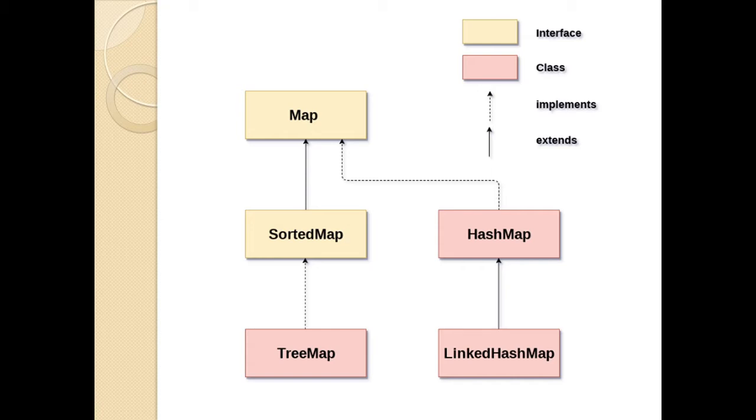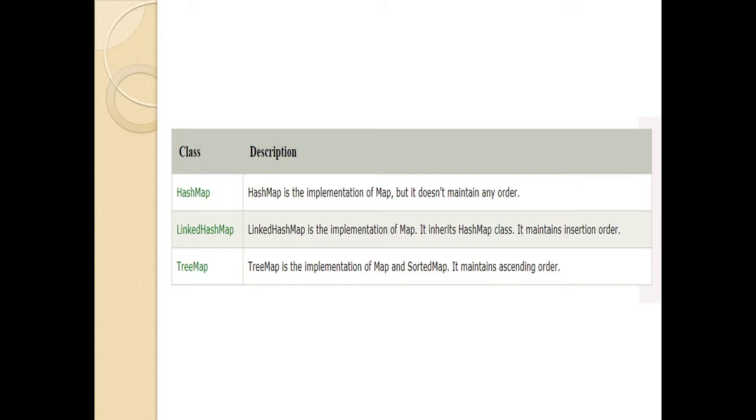Now this gives you the class hash map. It is an implementation of the map, but it doesn't maintain any order. The linked hash map is an implementation of the map. It extends the hash map class. It maintains the insertion order. That means you can decide where exactly an element has to be inserted, because a linked hash map gives you the next and the previous element address. The tree map is an implementation of the map and a sorted map. It always maintains the ascending order.